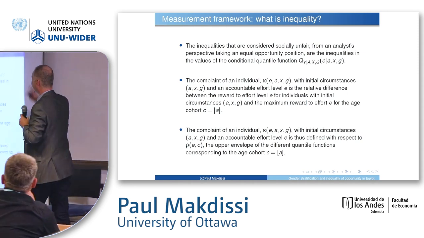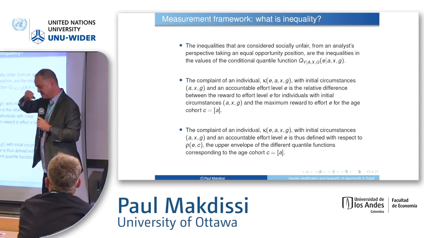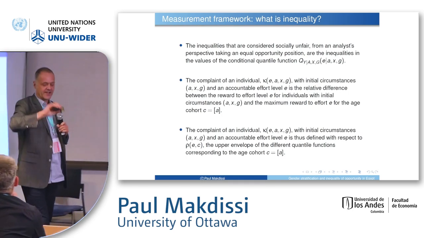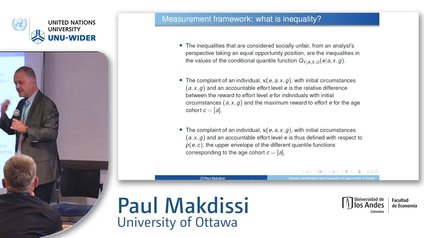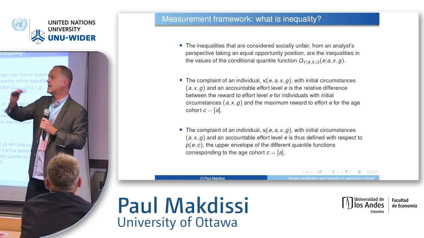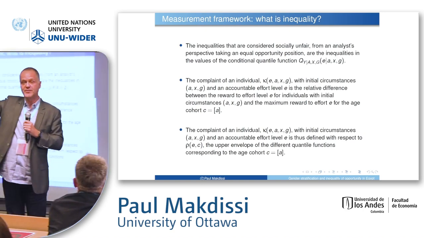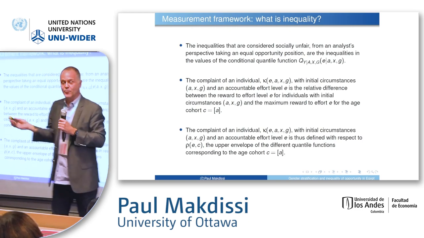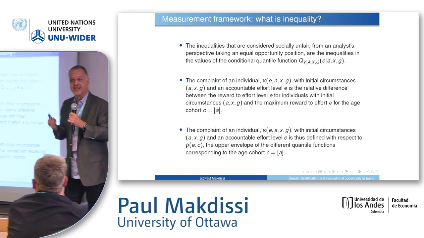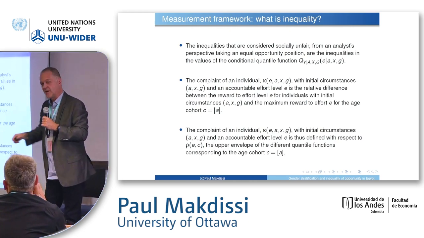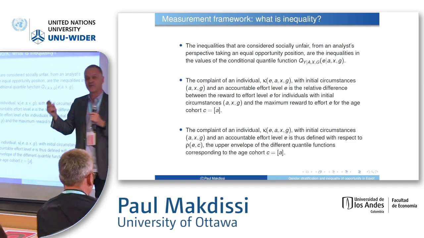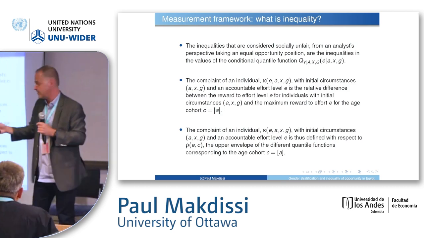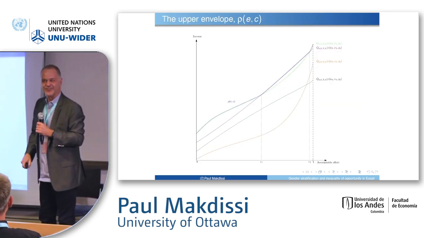What is inequality in this framework? Temkin gives many reference points in order to define a complaint, and the one that we're picking is the comparison to the best-off person that has the same merit. So what is this best-off person that has the same merit in this model? It's essentially the upper envelope of all conditional quantile functions. With a graph, it's easier to explain.